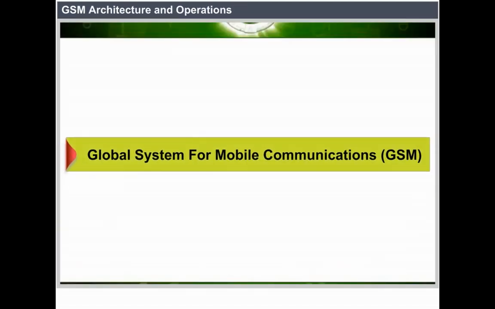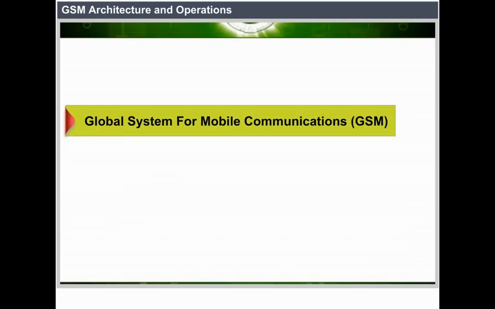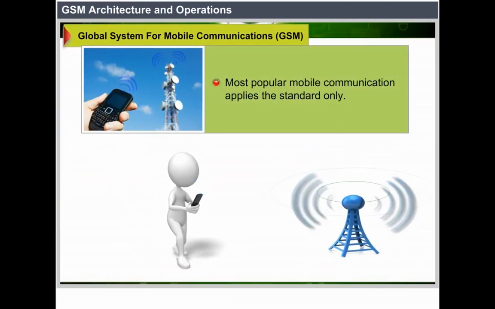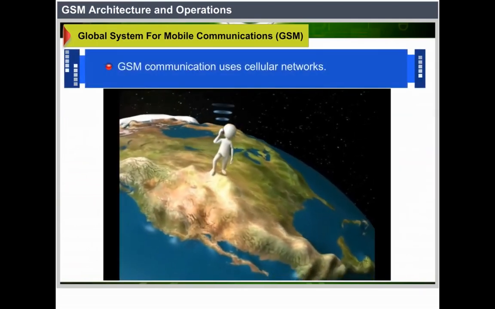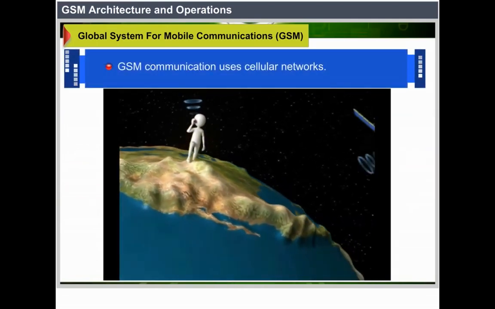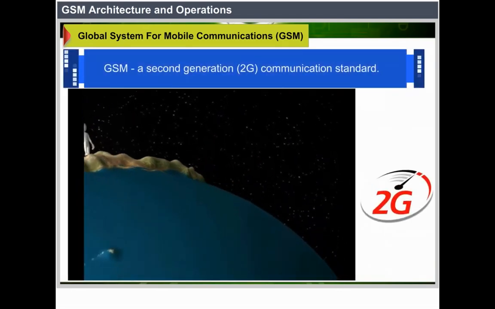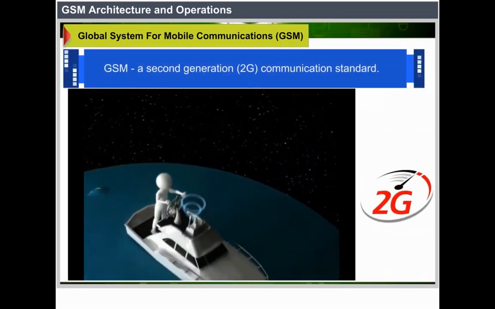Global System for Mobile communications. Most popular mobile communication standard. GSM communication uses cellular networks. GSM, a second-generation 2G communication standard.